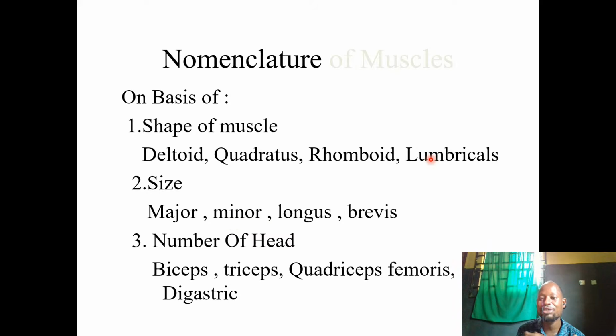You have the lumbricals, you find them on the palm. These are the muscles that are inserted on the palm. Then if you come to talk about the numbers of their heads, we also see the quadriceps has 4 heads. We name them, which are the rectus femoris, vastus intermedius, lateralis, and medialis. Then you also have the biceps, 2 heads, triceps, 3 heads. Digastric is also 2 heads.